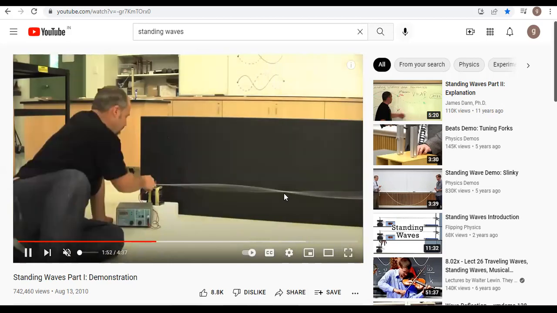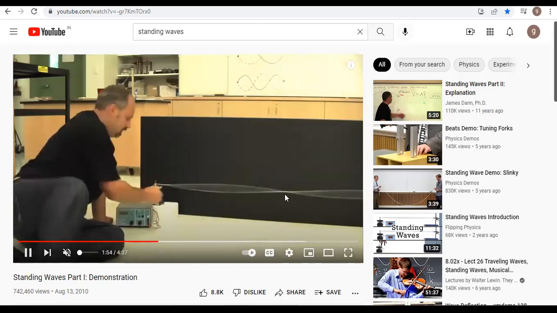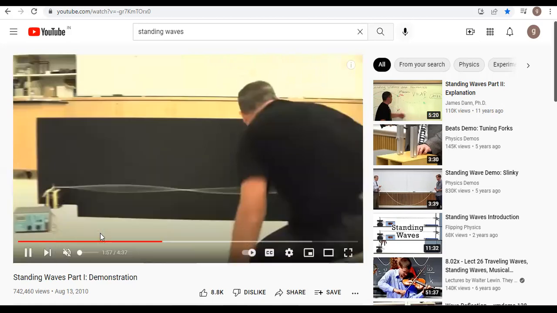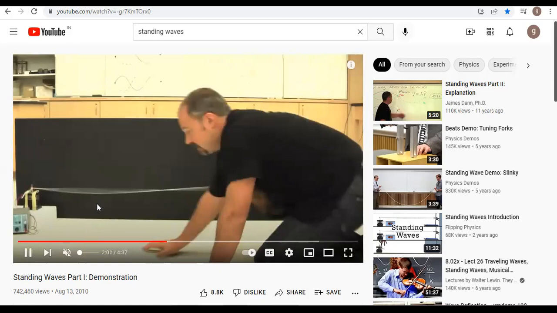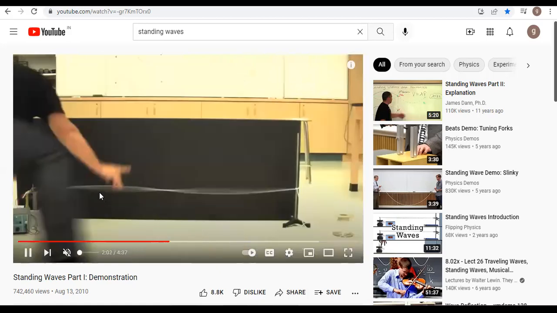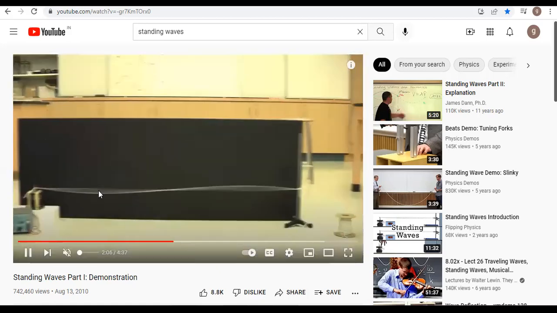In the nodal point, the displacement is 0. Why? Because there is no vibration at all. No vibration. Yeah, you are right. Here, the vibration is maximum. So this point is called the antinodal point. Okay, antinodes.